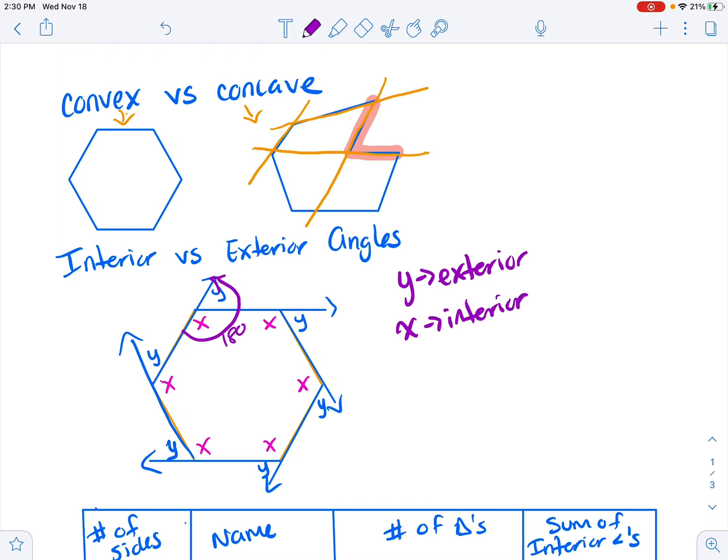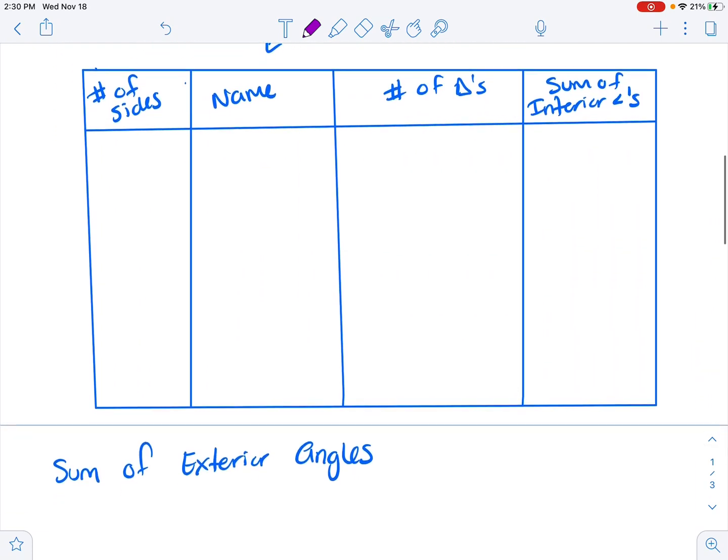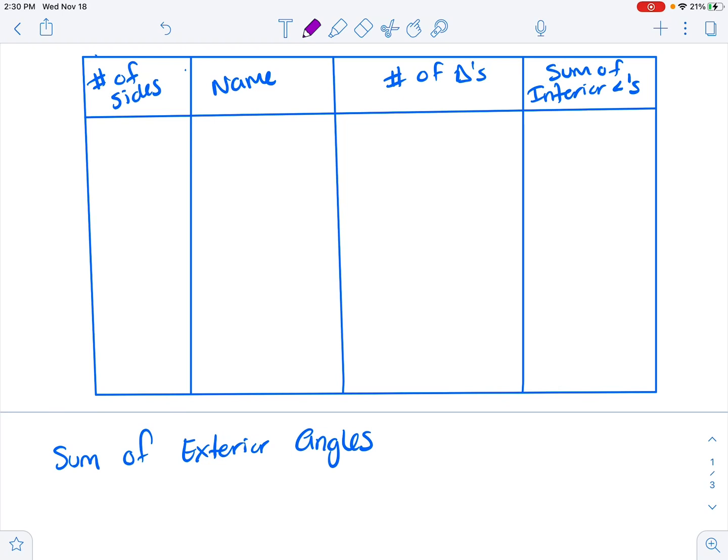Okay, now let's start learning a little bit more about interior and exterior angles. So we're going to make this lovely table. If you need to pause the video to get it written down, go ahead and do that. And we're going to go through a couple examples and come up with a rule to find the sum of the interior angles. So number of sides, we're going to start with 3, we'll do 4, 5, and then we'll jump down to an n-gon. So that's going to be our rule.